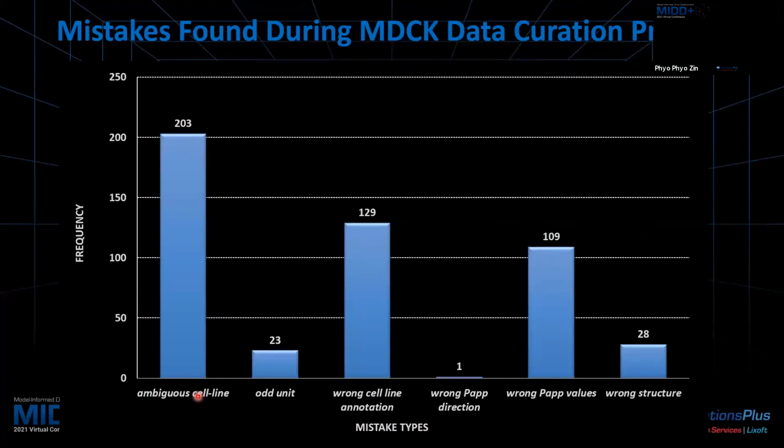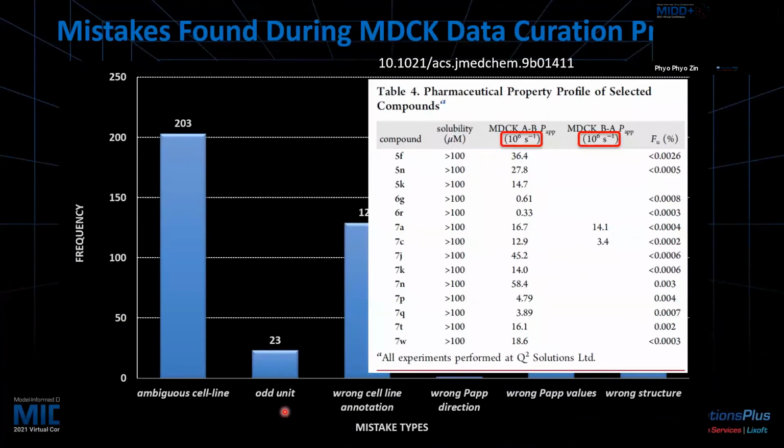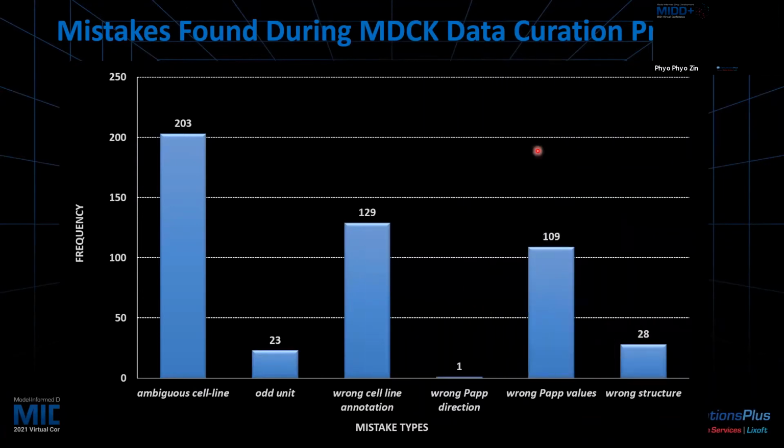This slide is to show the frequency and distribution of the types of mistakes that we found in the MDCK project. So there is a lot of ambiguous cell line information that we couldn't verify. Some units, just to show an example, this is actually from the literature. The unit of permeability is given as per second. The actual unit should be something like microcentimeter per second, nanocentimeter per second, or something like that. There are also wrong cell line annotations, directions, endpoint values, and structures.